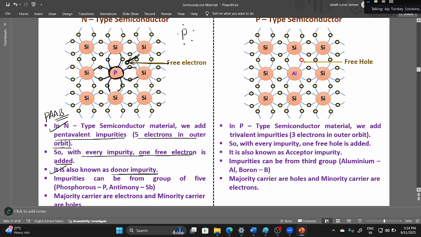So what are the impurities? Phosphorus, arsenic, antimony, and bismuth. In this N type, what are the majority carriers? Majority carriers are electrons and minority carriers are holes. Okay, do you understand about this N type semiconductor? Shall I move forward?